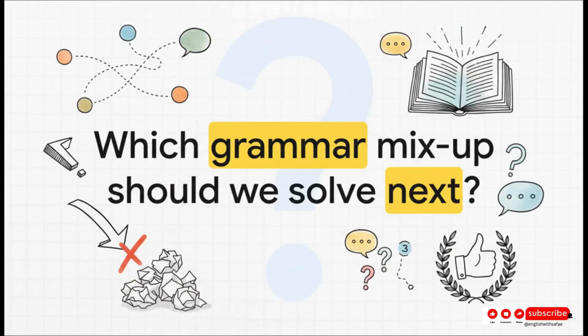And there you go. The whole mystery of either, neither, and rather solved. It really just comes down to knowing if you're talking about choices, rejections, or preferences. I hope that cleared things up for you. Now you can use them with total confidence.